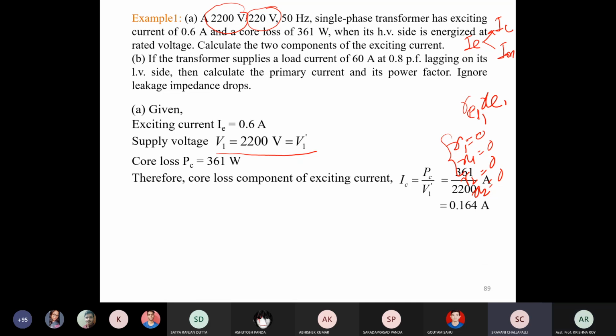How? What will be the formula to calculate IM? IE minus IC. Or can we calculate using root over IE square minus IC square, an algebraic equation? No, sir, they are phasors. Yes, they are phasors. So we cannot use this formula.